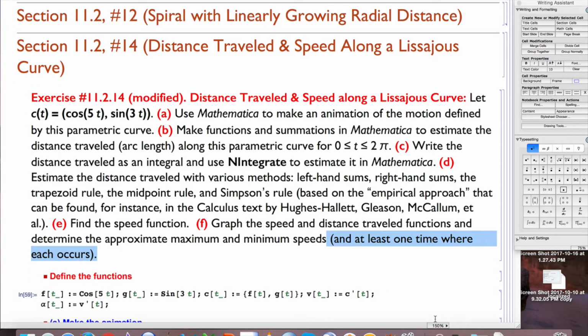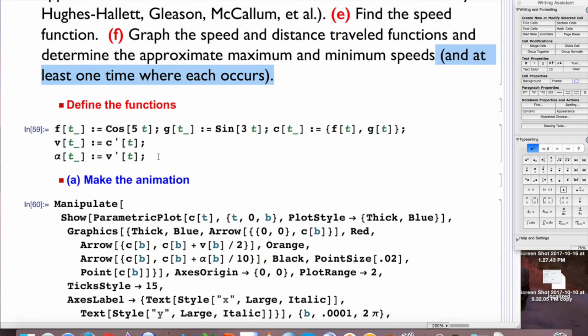All right, now we're on to actually seeing what happens here. Here is Mathematica code that can define the functions. This is x as a function of time, cosine of 5t. This is y as a function of time, sine of 3t. This is the point, c of t itself, f of t comma g of t. This is its velocity vector, and this is its acceleration vector.